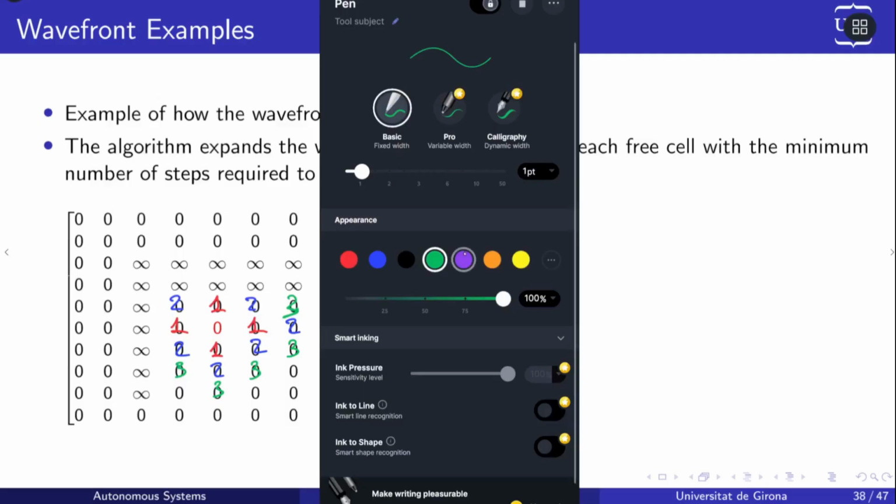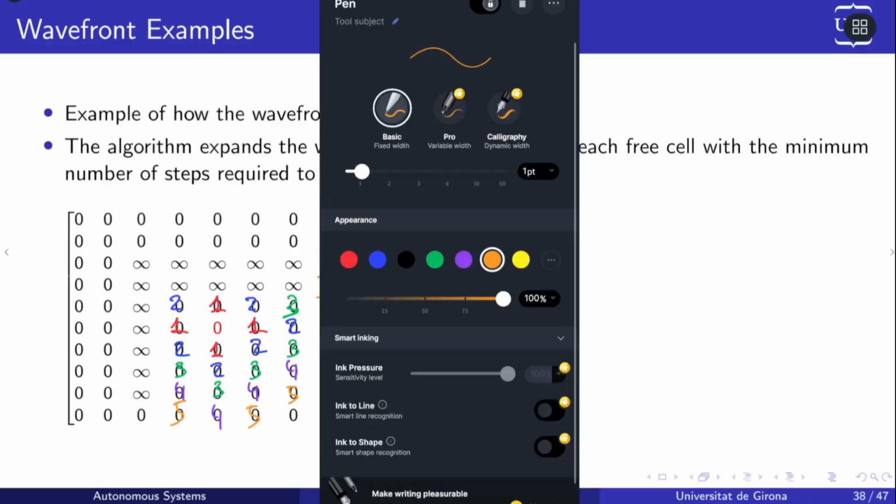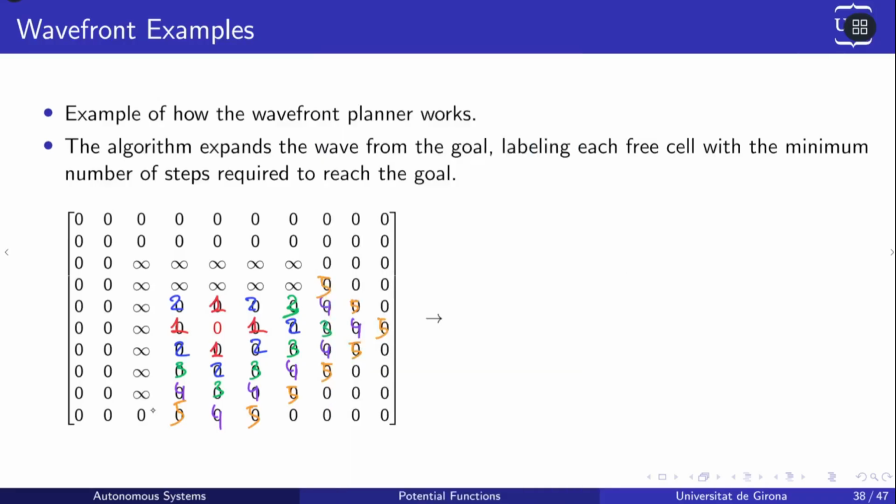Okay, then another one. Now here, 4, 4, 4, 4. All of them will be 4s. Now 5, 5, 5, 5, 5, and so on. I can continue, but I think you get the idea. It will keep expanding.